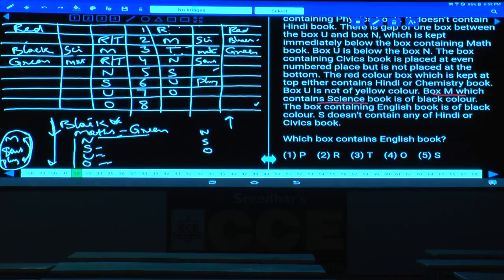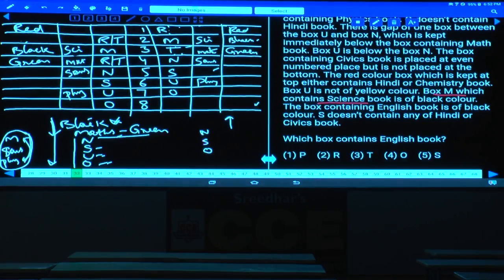Then coming to this one, what is the other possibility here? Sanskrit will be here. In this case, there is only one possibility. If Sanskrit is here, this must be physics. Done with this one or not? Sanskrit is exactly between M and physics.